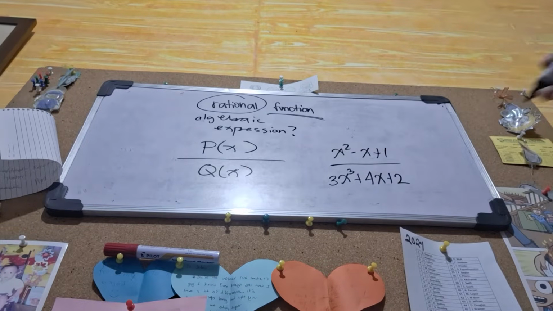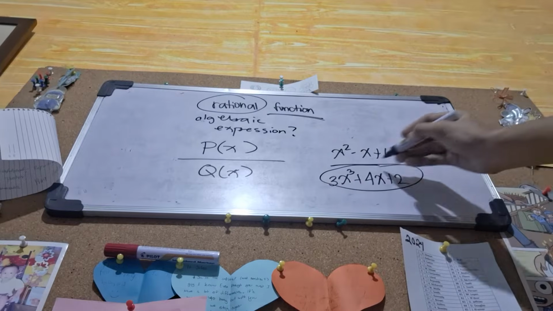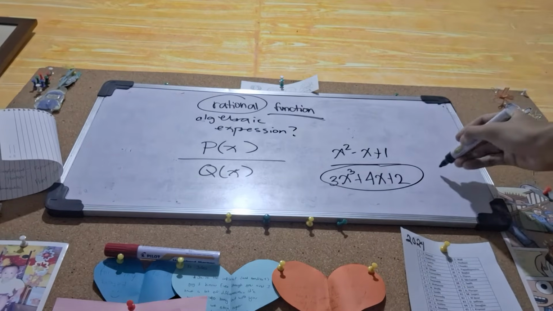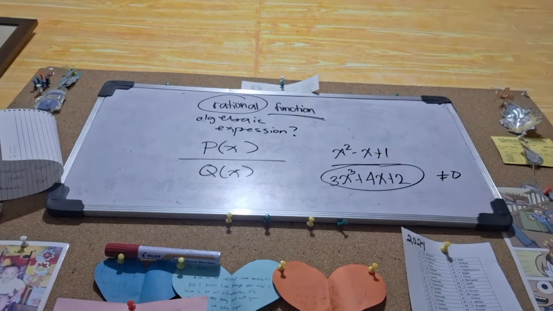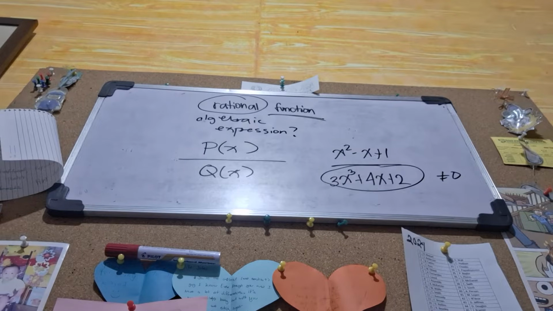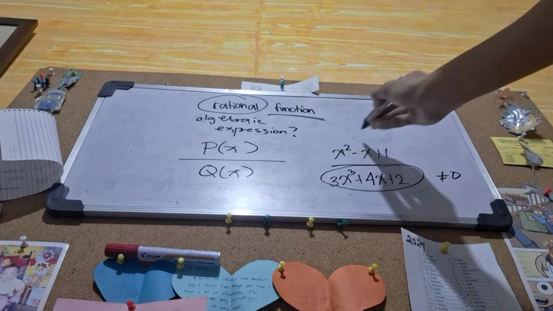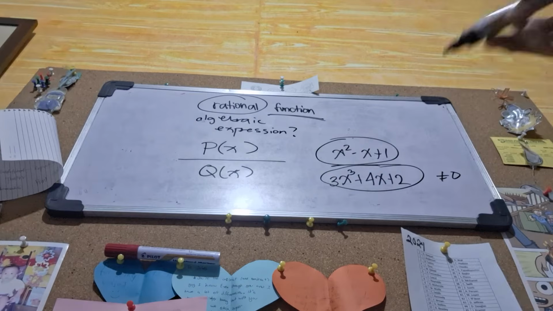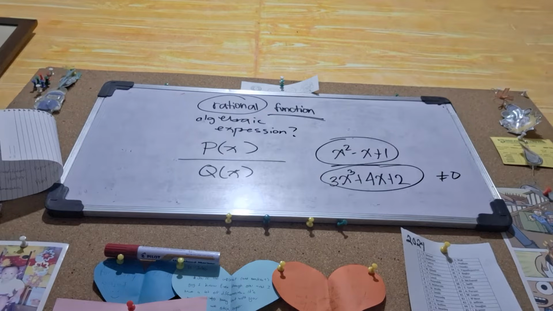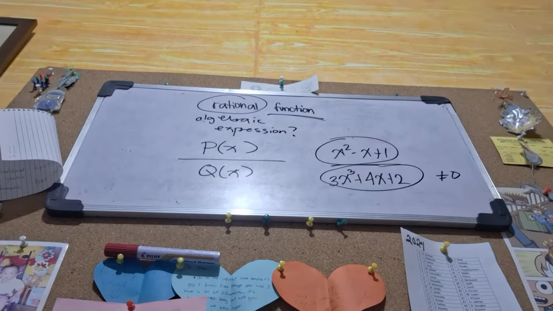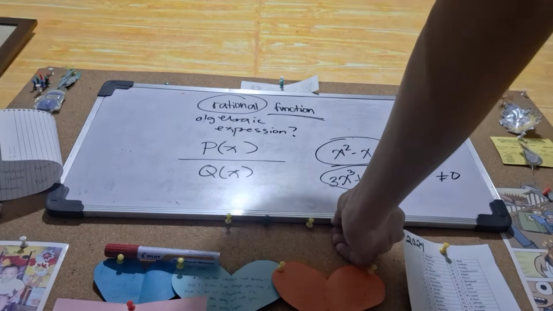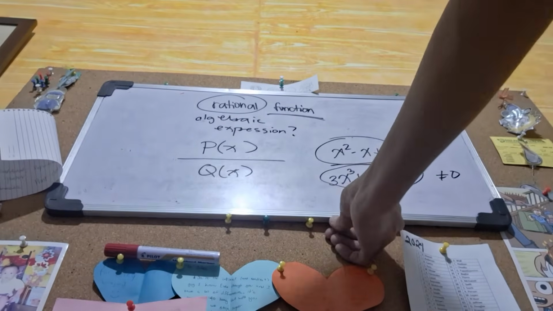The only catch is that this should never ever be 0. The one at the bottom, never ever equal to 0, because anything divided by 0 is undefined. Of course, this one on top can be equal to 0, because it'll just become 0 and it's a constant polynomial. But let's not talk about that. That's going to be even more confusing.